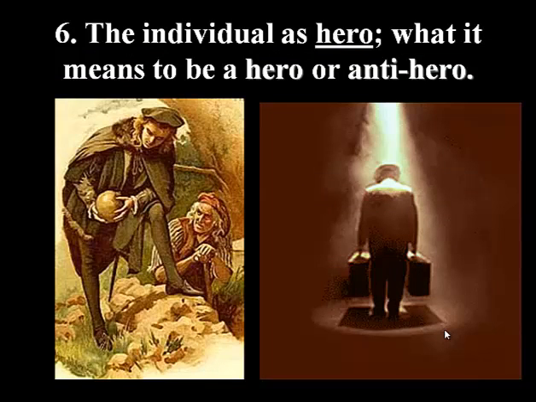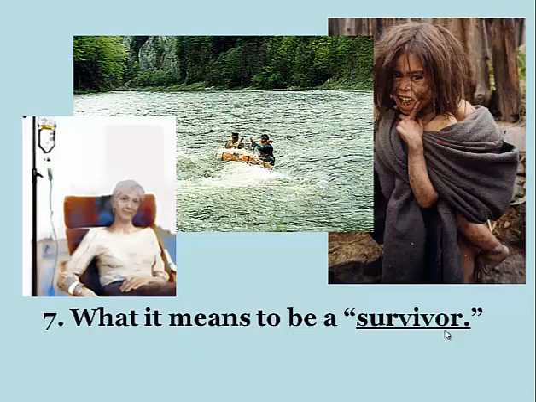The individual as a hero: what it means to be a hero or anti-hero. So, for instance, when we read about Odysseus in the Odyssey last year, he's a sort of hero. He's a hero because he's smart and because he believes in his family and because he keeps overcoming these obstacles. This is a theme. What it means to be a survivor. In Night, Elie is a survivor. And what does that mean? What did it take him to survive?